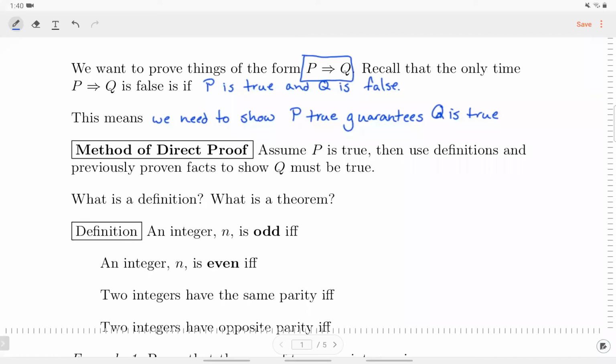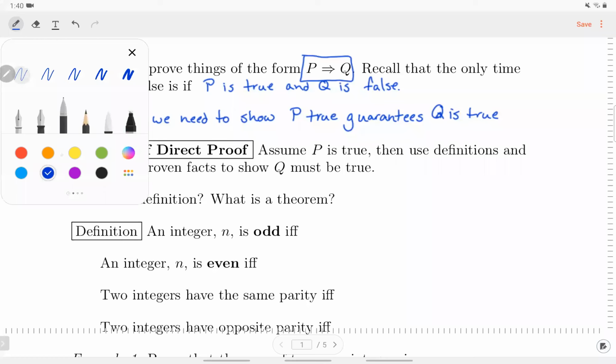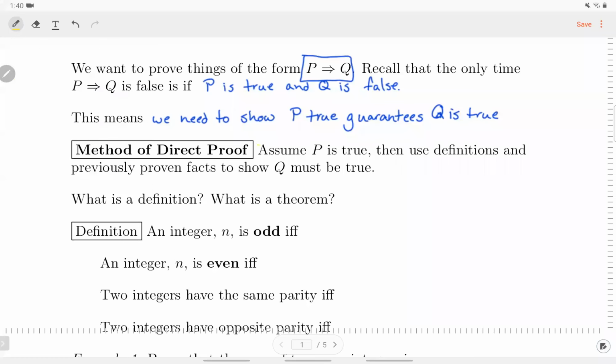All right, so the way we're going to do that, we are always going to start by assuming P is true. Okay, assume P is true. That did not highlight well, did it? Assume P is true. Then we can fall back on definitions and previously proven facts, whatever we've got, to show Q must be true.